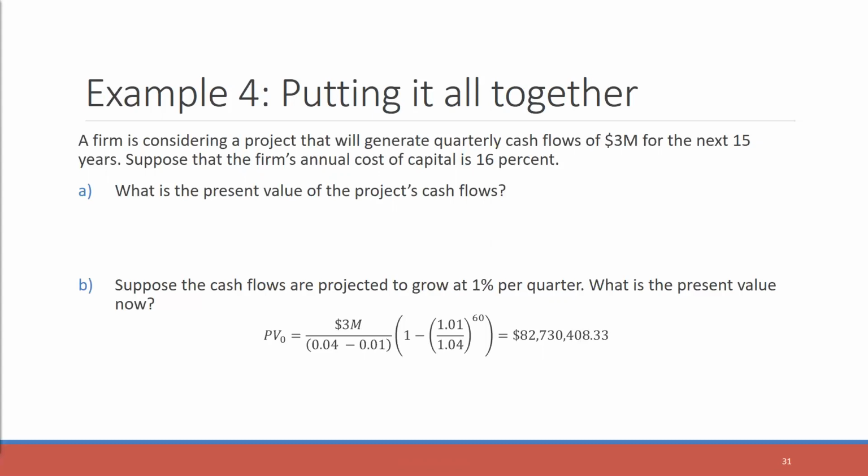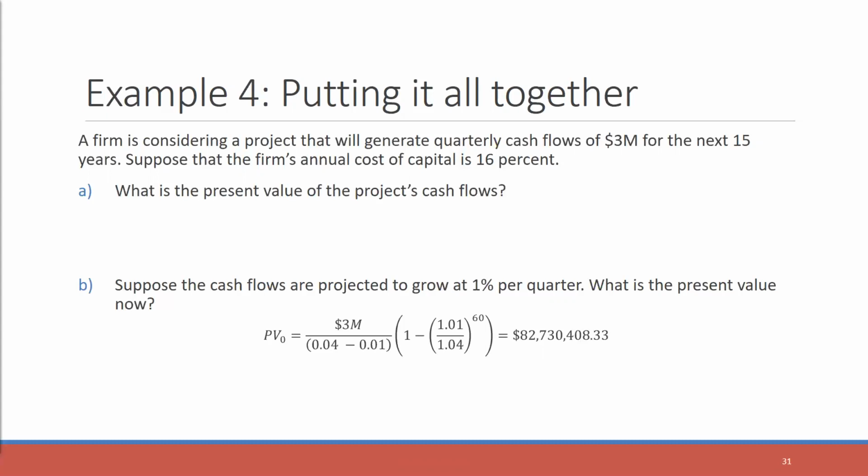But there's a little trick here. The trick is that these cash flows are arriving quarterly. So 15 years is actually 60 quarters. And I know the firm's annual cost of capital is 16%. That 16% is really 4% per quarter. So when you solve, for example, for Part A and put it into your annuity formula, you want to be mindful of the 15 years being 60 quarters and of that annual cost of capital, that 16%, being 4% per quarter.